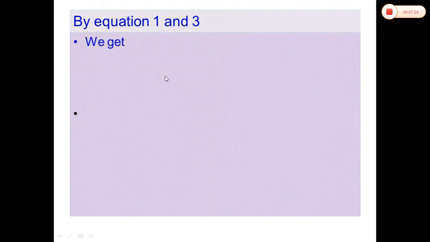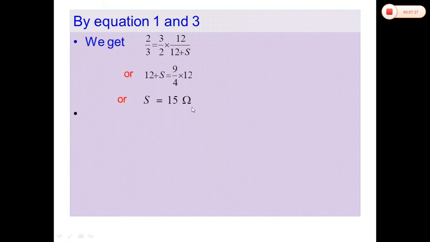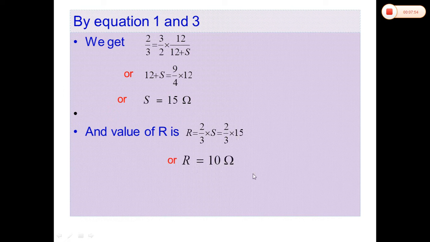So by equation number 1 and 3, equalizing the value of R upon S, we get 2 by 3 is equal to 3 by 2 into 12 upon 12 plus S. Now 12 plus S is equal to 9 upon 4 into 12, or S is equal to 15. Substitute this value of S in relation number first. We got the value of R is equal to 2 by 3 into S, and that is R is equal to 10 ohm. So in this way, we have calculated the value of R and S in this problem.